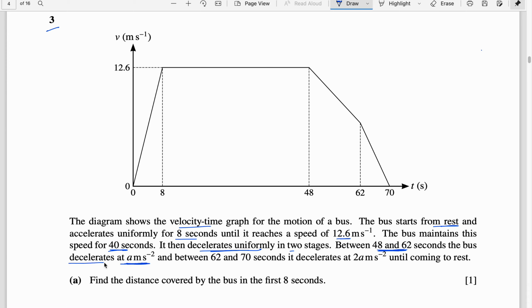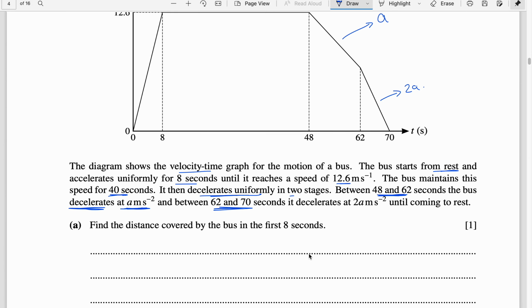Be careful, he's using deceleration for this symbol A. Don't get it confused with acceleration. So deceleration and this part is A. And between 62 and 70, the deceleration is 2A until coming to rest. Find the distance covered by the bus in first 8 seconds.